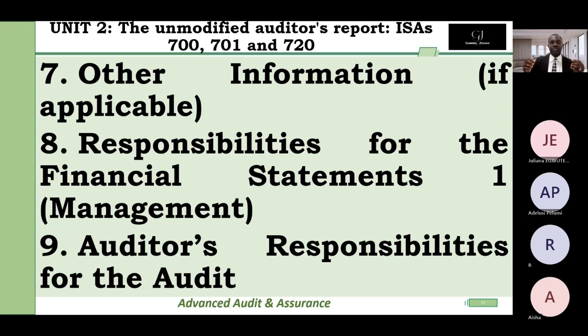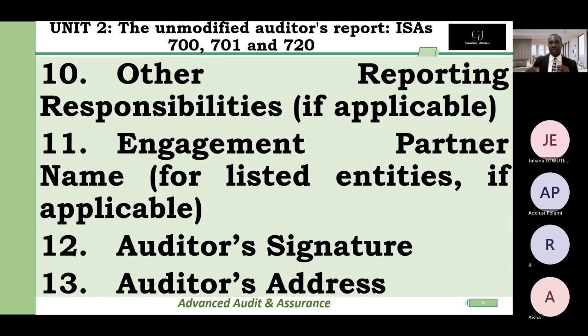After that, we have the auditor's responsibility for the audit, and their responsibility is to speak to the truth and fairness, and whether the applicable financial reporting framework has been applied and complied with materially. Number 10, other reporting responsibilities, if applicable, of the auditors could be stated. Then the engagement partner's name, who is signing the financial statements, for listed companies and public interest companies, the name of the engagement partner and his signature, and the auditor's address.